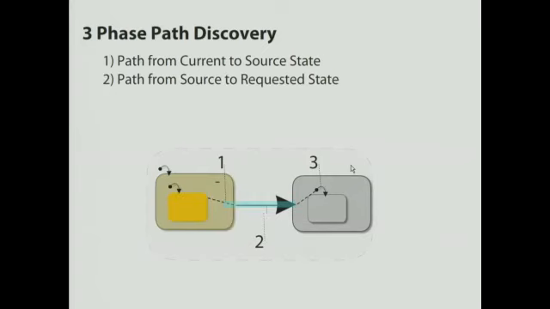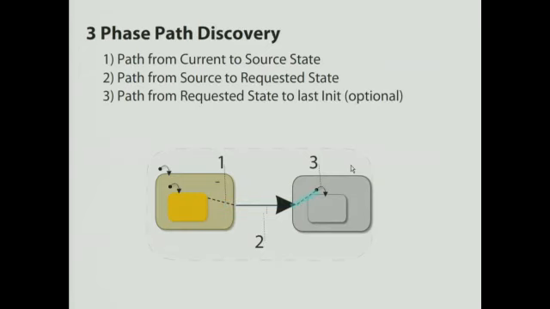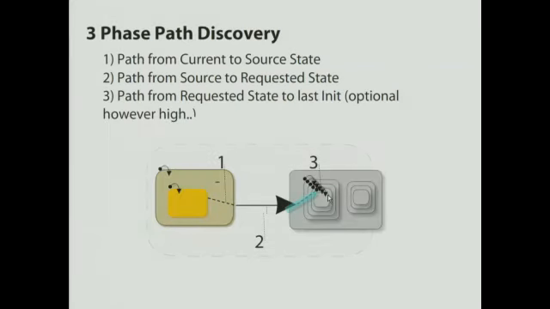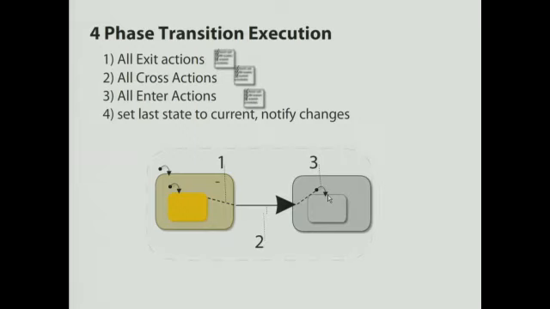Then we collect the actions going from the first state to the second state. And then we collect the actions going from that state to whatever the last, these default initial transitions. And that can be however tall. So once we have all these actions, it's very similar to SQL transactions. We perform them all as once as we can. And after we performed all these actions, we set the last state to current.